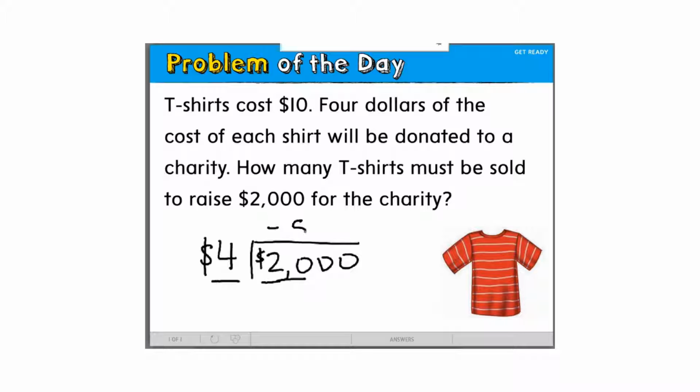So we have a 5 up here. 5 times 4 is 20. Then we'll bring down these zeros, and we have to keep putting zeros on top because there's not enough.